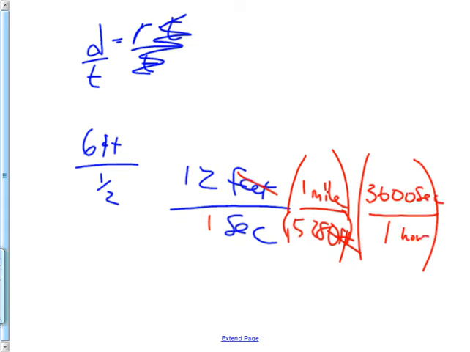Awesome, that'll be a little faster. Cancel, cancel. And now I have miles per hour, which is 12 times 3,600 divided by 5280. All right. What does it come out to? It's about 8 miles an hour.